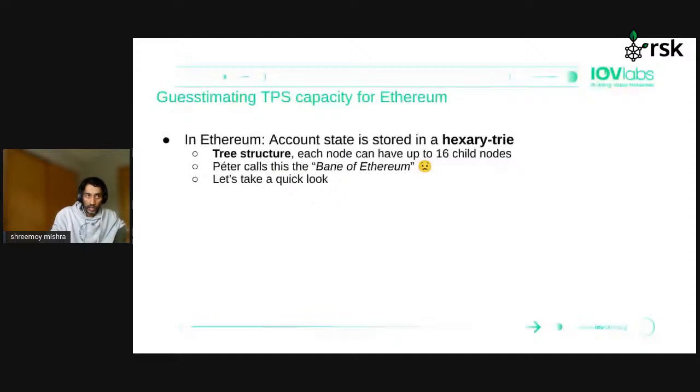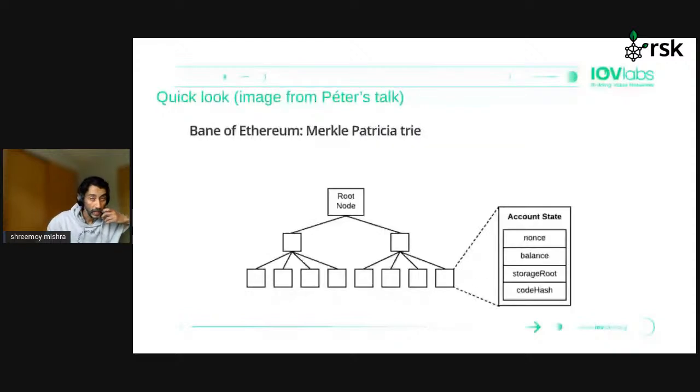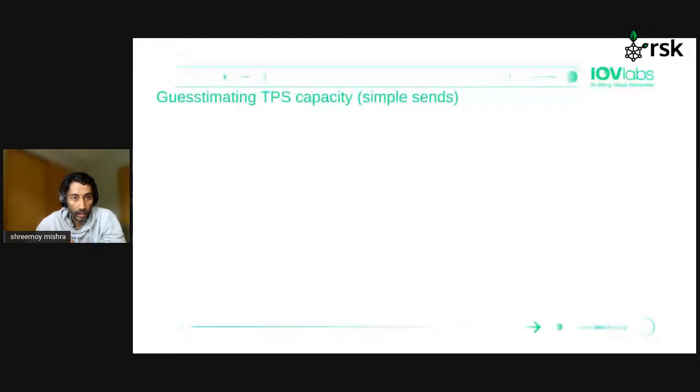But again, before we move there, I want to remind everyone, RSK's trie is a bit different. We use a binary trie, not a hexary trie. Binary tries are a bit deeper. Hexary tries are shallower and kind of wider. There are other differences, like RSK uses a unitrie. So the same trie contains account balances and all contract code and storage cells. Everything is a single trie.